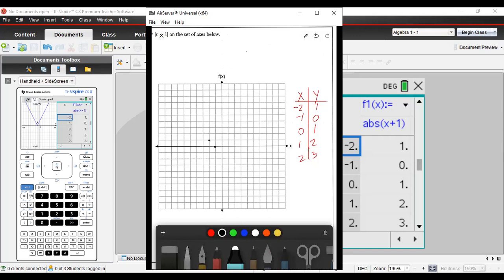0, 1 goes right here. Then we have 1, 2 goes right here. Then we have 2, 3, go over 2, up 3, right here. So there's some symmetry here. So I can go ahead and make some points.